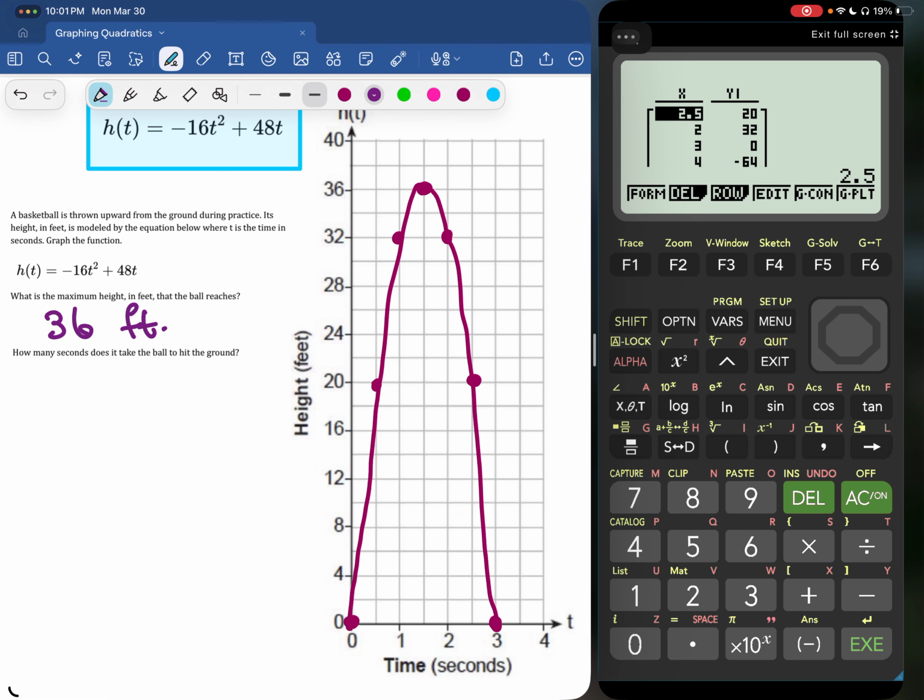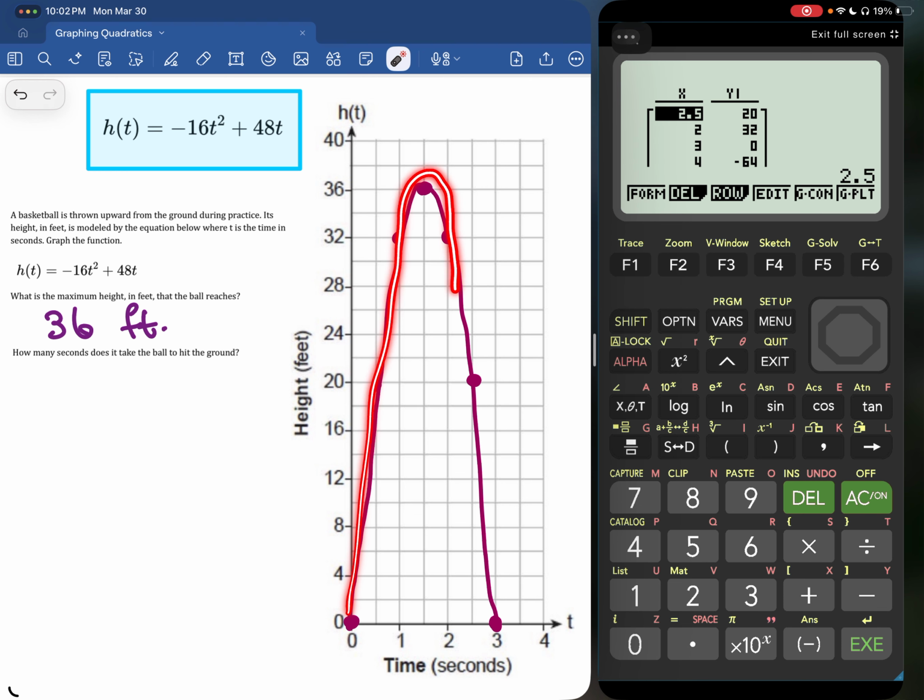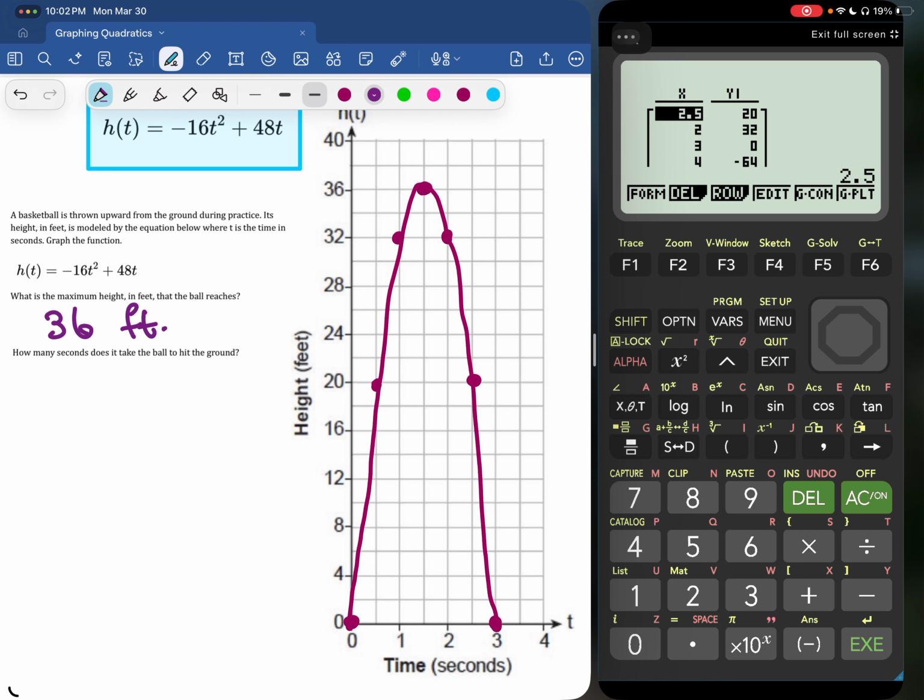And then how many seconds does it take the ball to hit the ground? So it starts from 0, 0, right? That's where it's thrown from, right? And then it goes all the way up and then it turns and then it comes down again and it hits the ground right here at this point, right? So at 3 seconds, right? So that's what you would say. It takes 3 seconds for this ball to hit the ground.